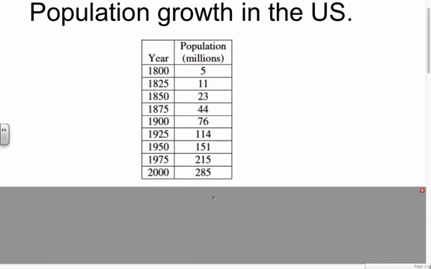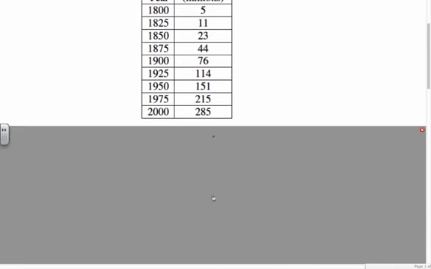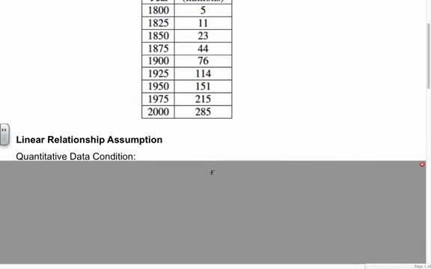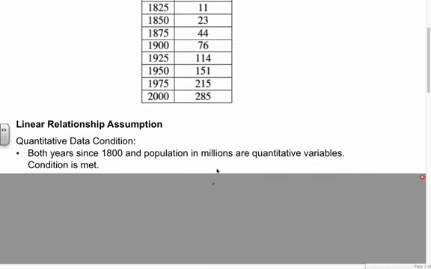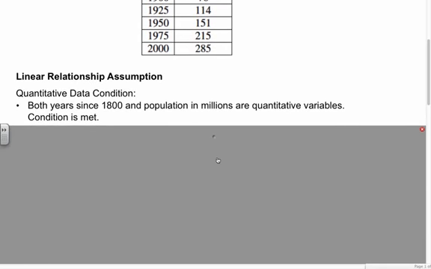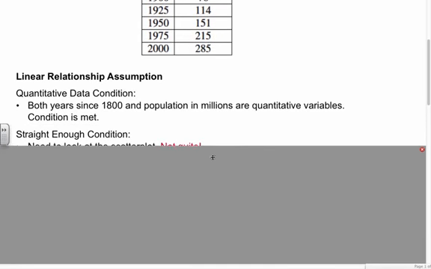All right, so now we have a model. Let's go back to the original equation. So here's the information that we were given. And if I look, okay, here again, my years, my population in millions. So then as we progress through, we talked about the linear relationship assumption. We already knew that we had met the qualification of quantitative data. So now we're going to look at straight enough.